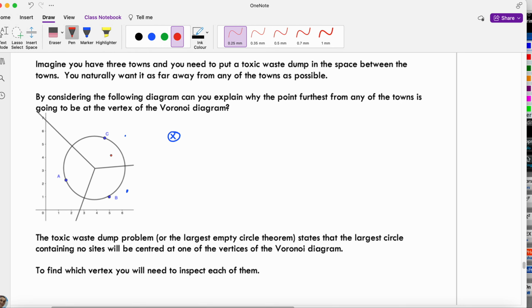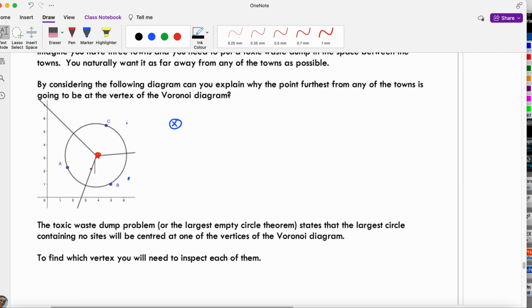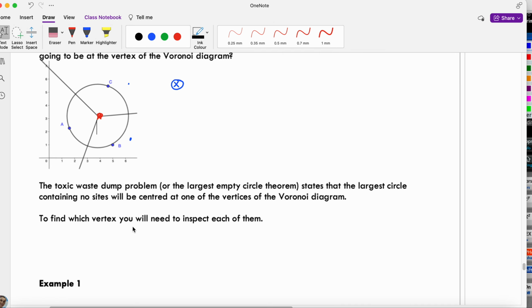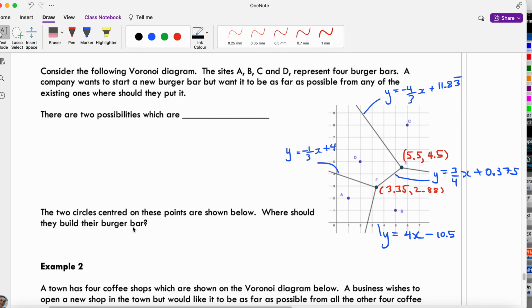And so what ends up happening is that the furthest possible point from all of them is going to be at this vertex, okay? And if you have multiple vertices where the edges are meeting, we're going to have to just see which distance is the greatest, okay? So let's see this in practice.